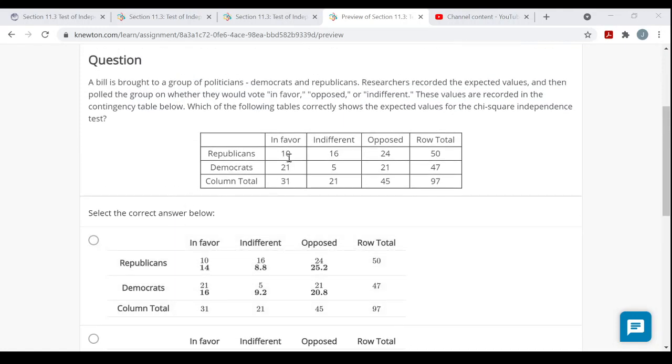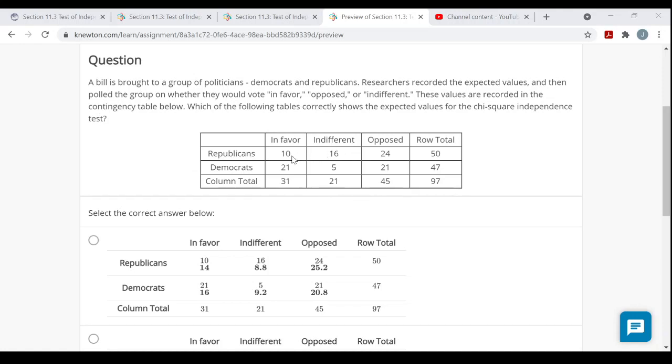So remember, for each cell, now there are two rows here. Remember, the total rows don't really count. These are kind of extra. They help you calculate the expected values, but they're not part of the actual table. You have the Republicans and how many would vote in favor, be indifferent, or vote opposed. You have the Democrats, how many would vote in favor, indifferent, or opposed. So this is 2 rows, 3 columns that are important to us with the observed counts. So when I go to my calculator, I'm going to make a 2 by 3 matrix.